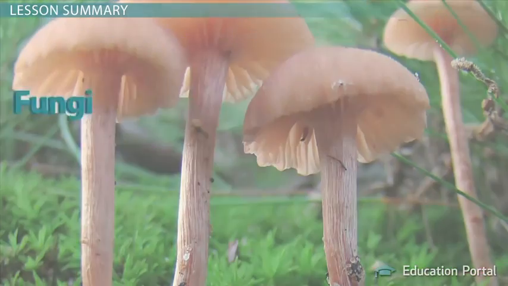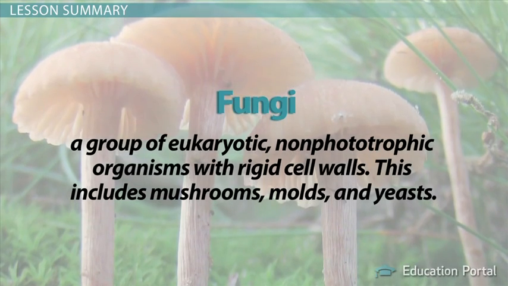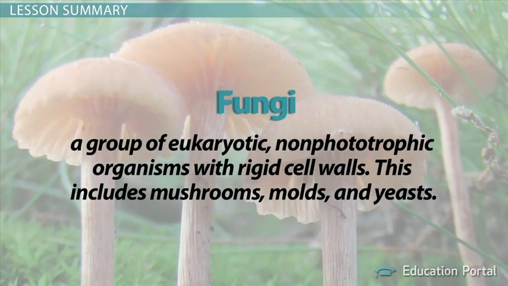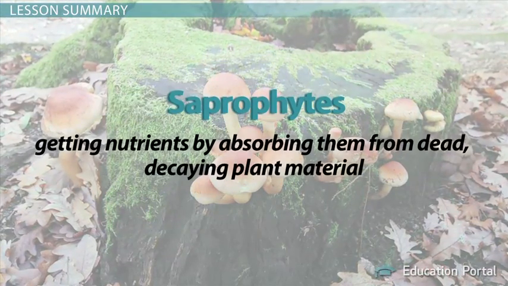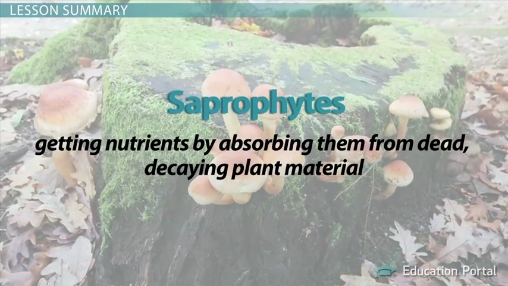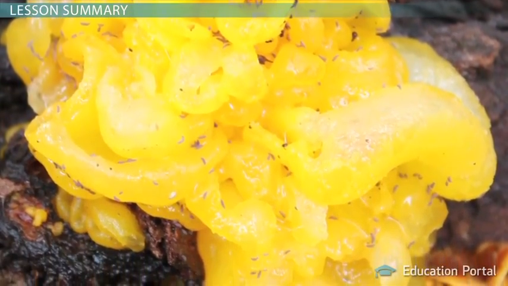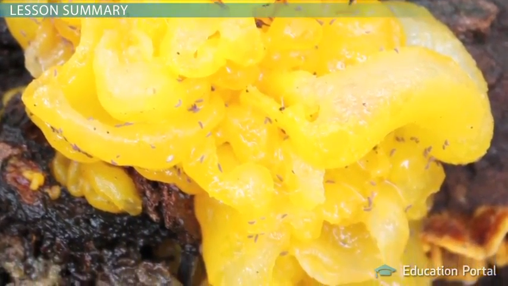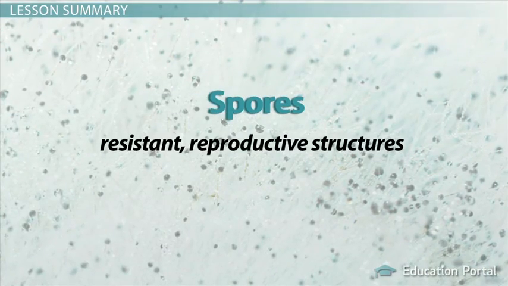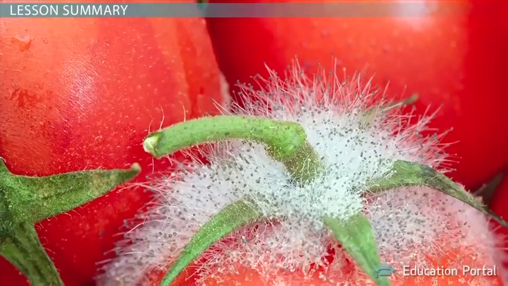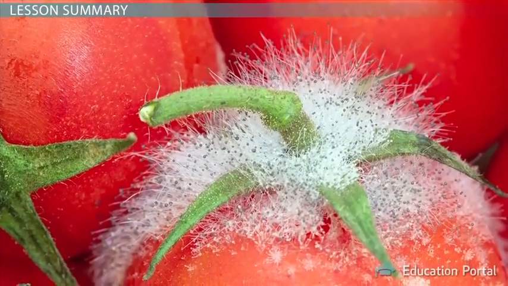Let's review. The fungi are a group of eukaryotic, non-phototrophic organisms with rigid cell walls. This includes mushrooms, molds, and yeasts. Many fungi are saprophytes, getting nutrients by absorbing them from dead, decaying plant material. Still other fungi are parasitic, stealing resources from a host organism. Many fungi reproduce by releasing spores. These resistant reproductive structures are often food contaminants due to their ability to survive most common food preservation methods.